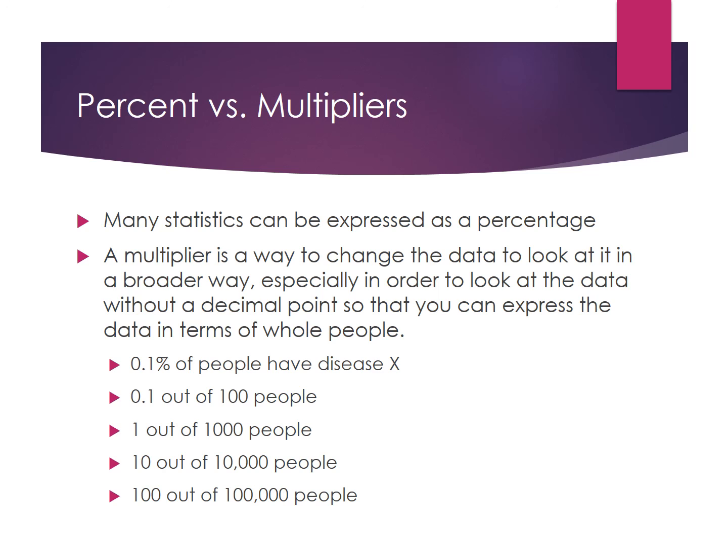And sometimes when we're looking at several different disorders, we want them all to be out of maybe 100,000 people so that it's easy for us to compare one disease to another. Let's say the incidence of one disease to the incidence of another.